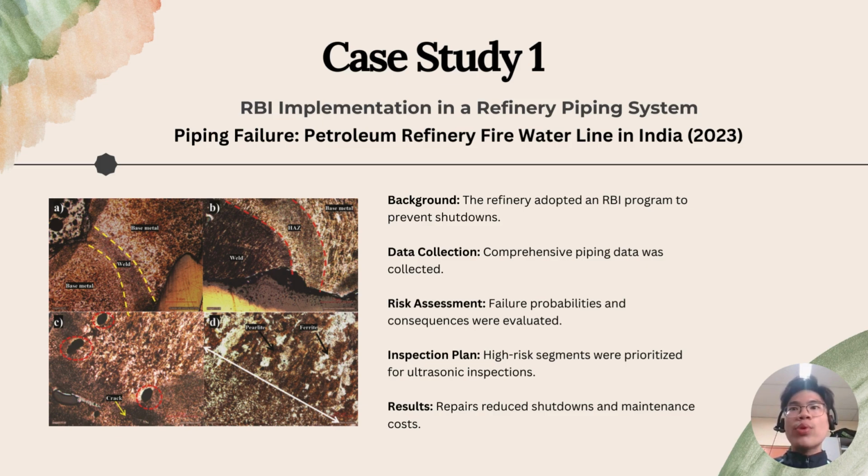They collected comprehensive data including design, operation, and maintenance records. The risk assessment identified corrosion, fatigue, and external damage as primary failure mechanisms, evaluating both probability of failure (POF) and the consequence of failure (COF). Based on this, they developed an inspection plan prioritizing high-risk segments for ultrasonic testing every 6 months and low-risk segments biennially. Initial inspection revealed significant corrosion, leading to timely repairs or replacement. This proactive approach resulted in fewer shutdowns and reduced maintenance costs.